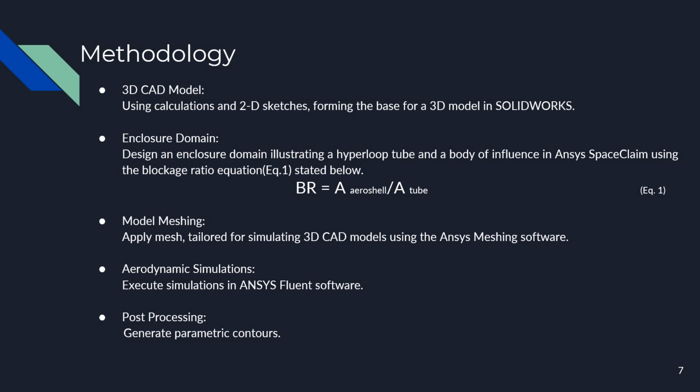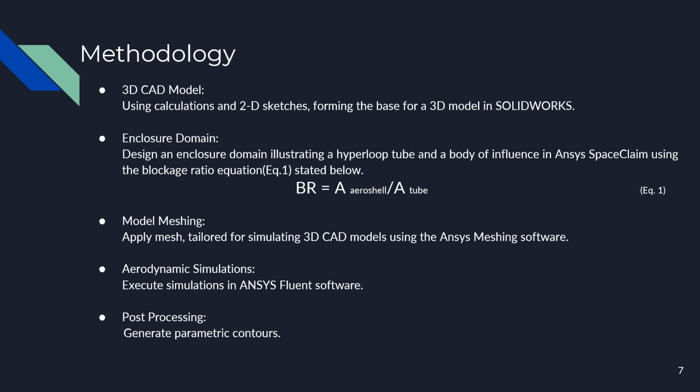The methodology of this project begins with the sketching of 2D sketches. This sketch is developed into a 3D model using SolidWorks. The 3D model is exported into ANSYS SpaceClaim to design an enclosure domain replicating the Hyperloop's tube. The dimension of the tube can be derived from equation 1.